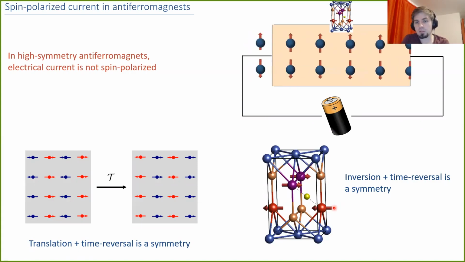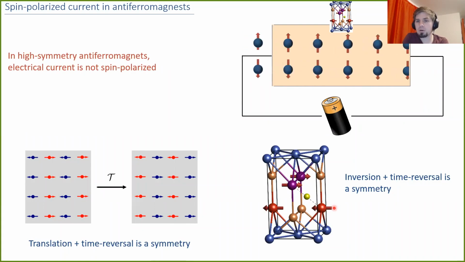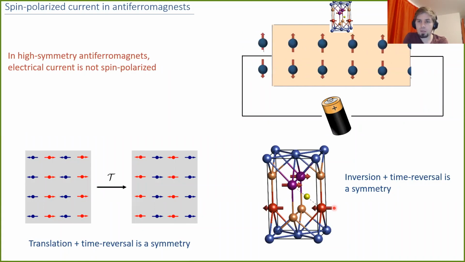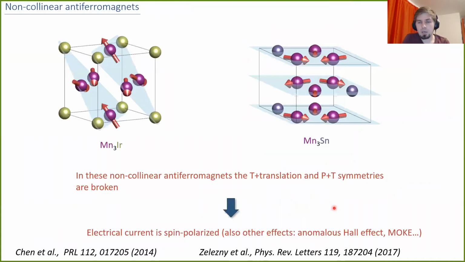Then if we do time reversal, we will now have symmetry again. And this will again prevent the spin-polarized current. But the good news is this is not some fundamental property of antiferromagnets. If we go to more complex antiferromagnets, we can have systems where these symmetries are broken.